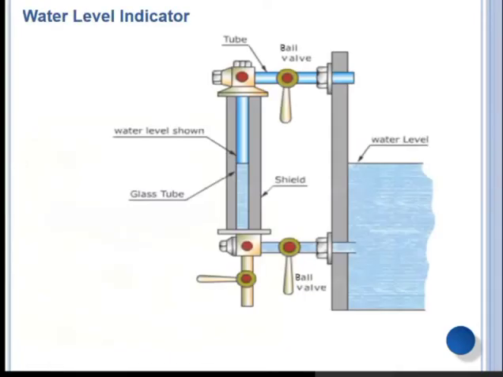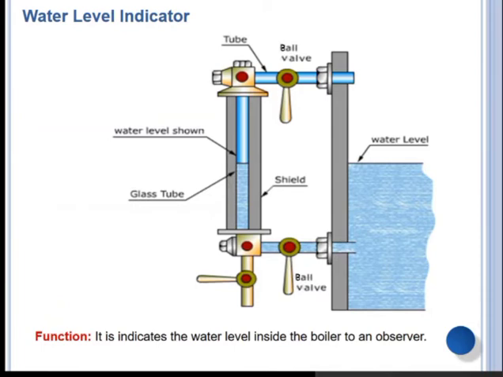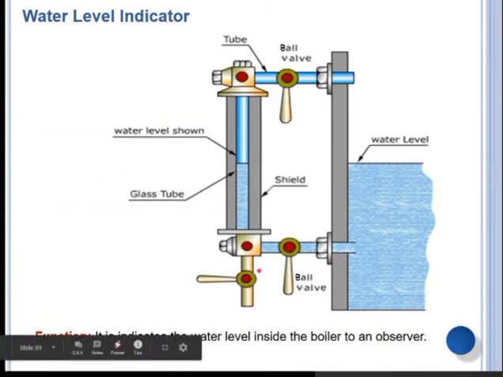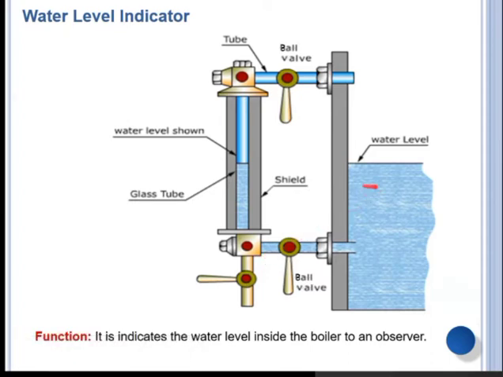The next one is a water level indicator. So what is the function of the water level indicator? The function of the water level indicator is to indicate the level of water inside the boiler. So how much amount of water is available? This can be measured with the help of the water level indicator.